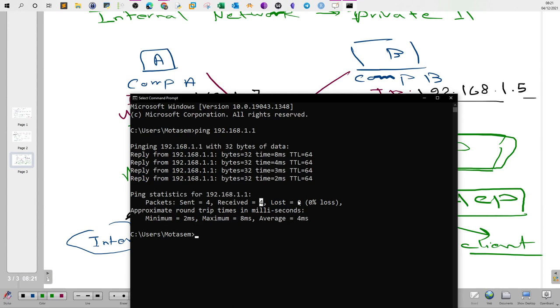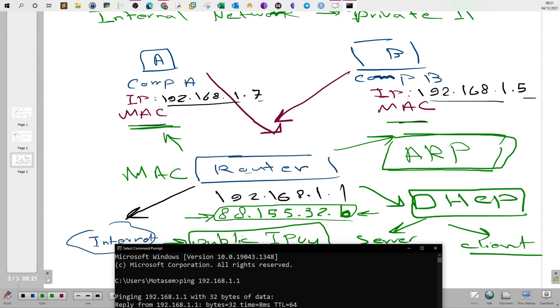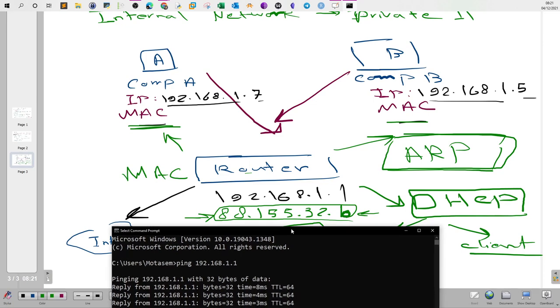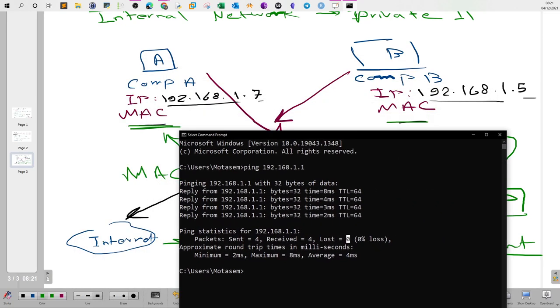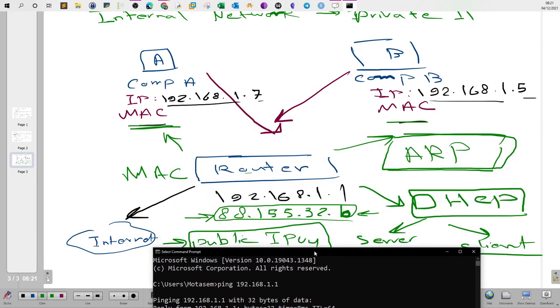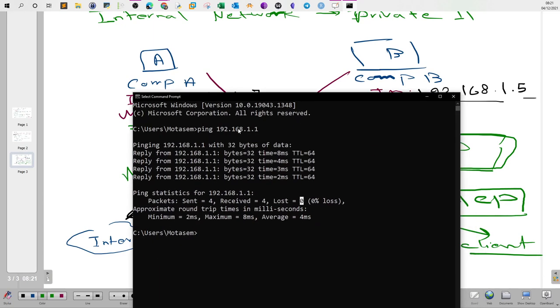And here the number of packets that have been lost, which is zero here, which means that the connection between computer A and B is alive. Now, likewise, you can also use computer B and try to ping the router to make sure that computer B is able to reach the router. You can just use ping to make sure that the connection between the devices is alive.